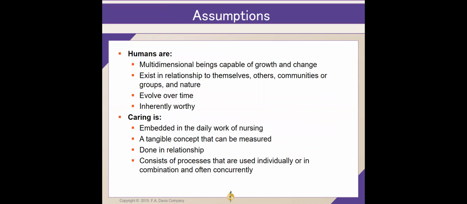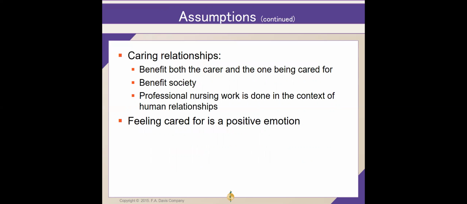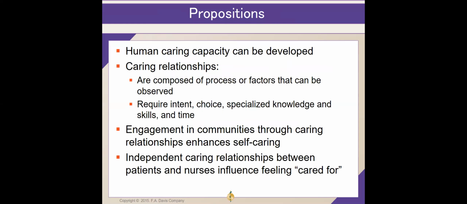And this is why this is a middle range theory instead of a grand theory. If caring was described as nursing, if caring relationships were described as an environment, and if feeling cared for was described as health, then this could be a grand theory. But because they're described more distinctly, this is why this is a middle range theory and not a grand theory.